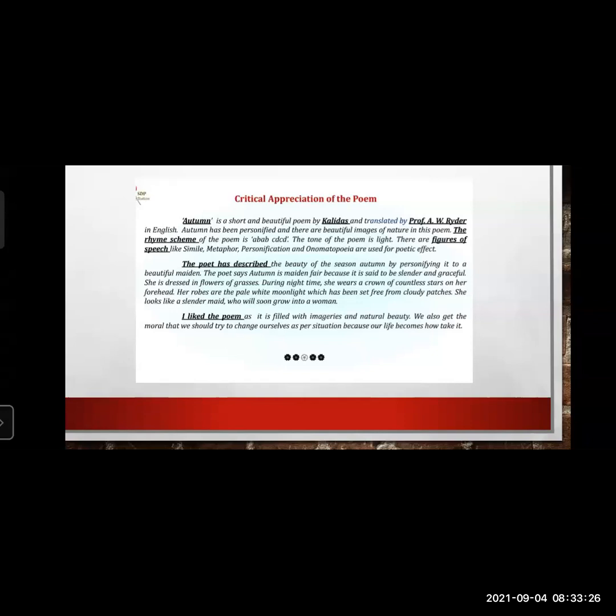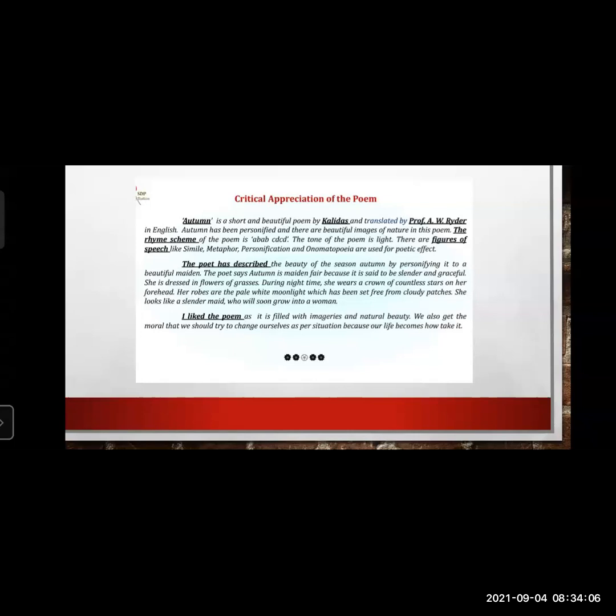Why it shows very clearly is because now it is set free from the cloudy patches. Cloudy patches means the clouds which we can see in the sky in the rainy season. So at the time of September, in the month of Ashwin, there is a clear sky, and that's why it is set free from the cloudy patches. Here is the sentence used by the poet. She looks like a slender maid who will soon grow up into a woman. So this is the theme of the poem which we have seen. Now you can write why you like the poem or not.